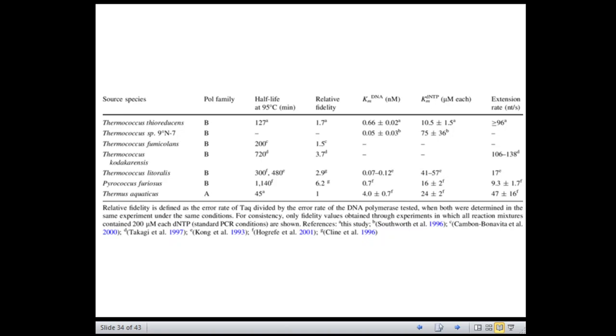An interesting feature of thermostable DNA polymerases, especially from Thermus thermophilus, is the ability of this enzyme to carry out even the reverse transcription reaction. So following cDNA synthesis and the chelation of magnesium ion, the polymerase is able to carry out the polymerization of the template. So it has a dual function.